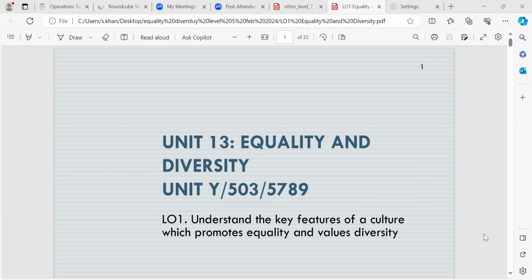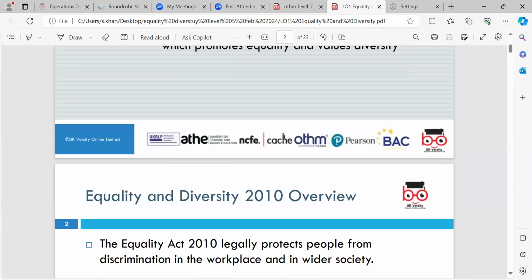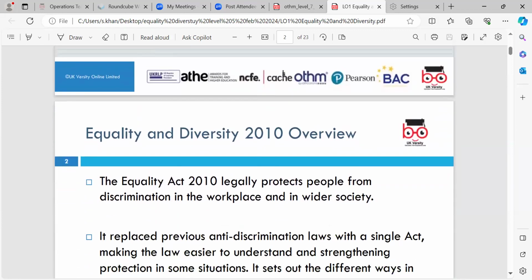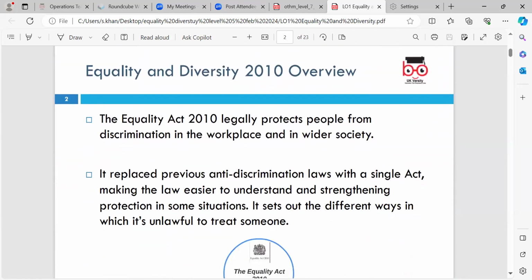So the 2010 Act looks at protecting people from discrimination in the workplace, and protecting people from the wider society. Equality is to ensure that everyone is treated lawfully and equally, because it doesn't always happen. And it's disability, it's gender, it's age. I've seen lots of discrimination against age within historical workplaces, where people were discriminated on the basis of their age.